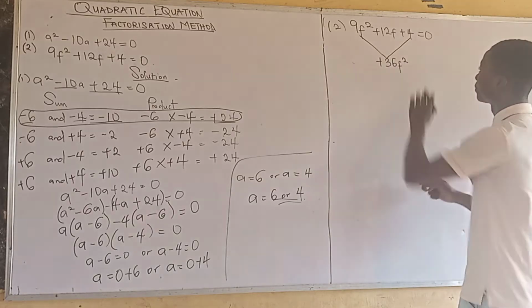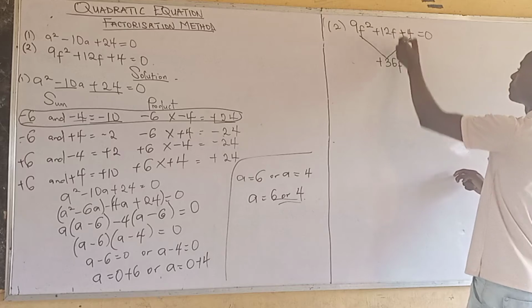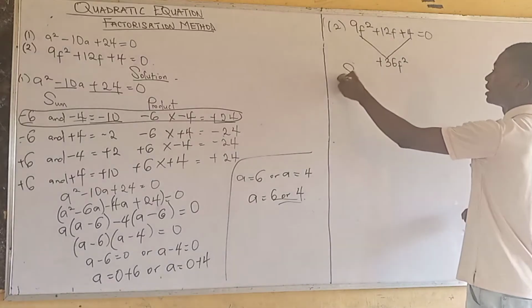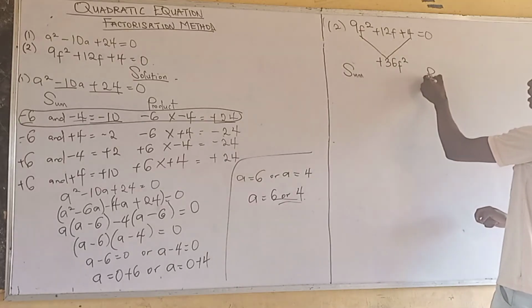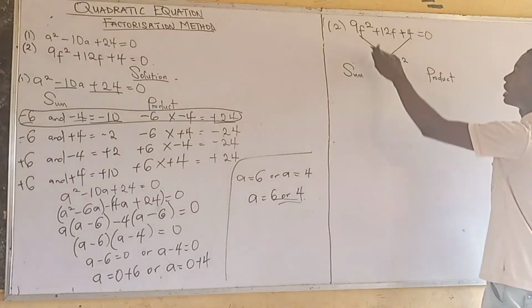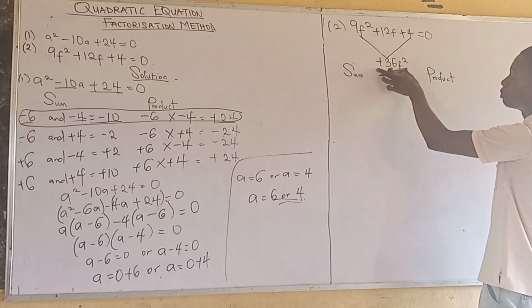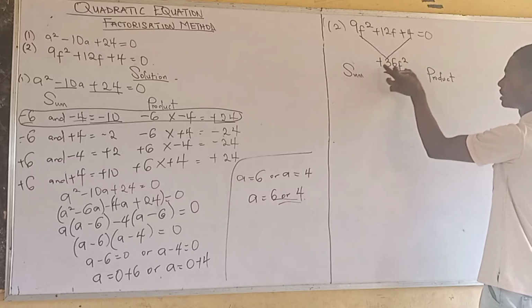36f squared. Note, if this was minus, then the minus will appear here. So since it is plus, then plus is appearing here. Now you take it as sum and the product. Okay? Now look at this. What can you add 2 times to give you plus 12, and if you multiply that same value, you have plus 36?